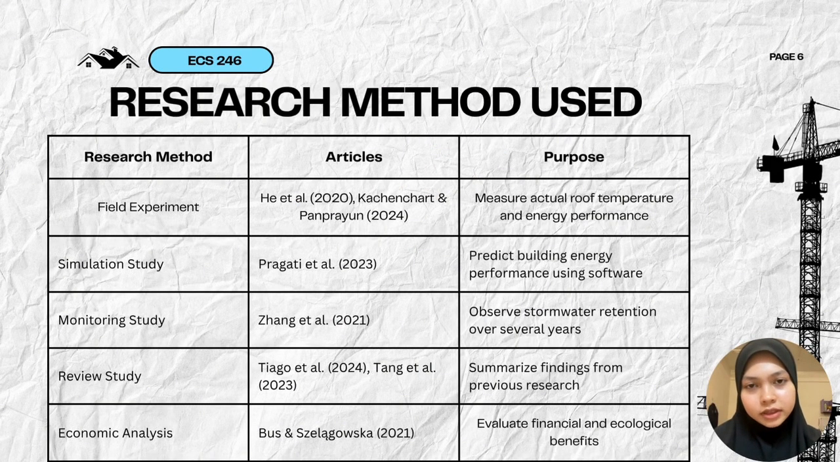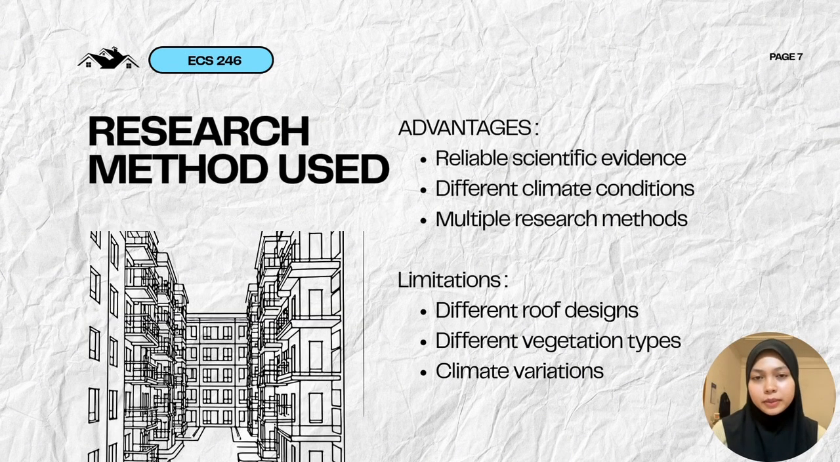The study adopted a literature review approach by reviewing 10 peer-reviewed journal articles published between 2020 and 2025. The selected studies used different research methods, including field experiments, simulation studies, monitoring studies, review articles, and economic analysis. Using various research methods provides a more comprehensive understanding of the performance and applications of green roof system. Each research method has its own strengths and limitations.